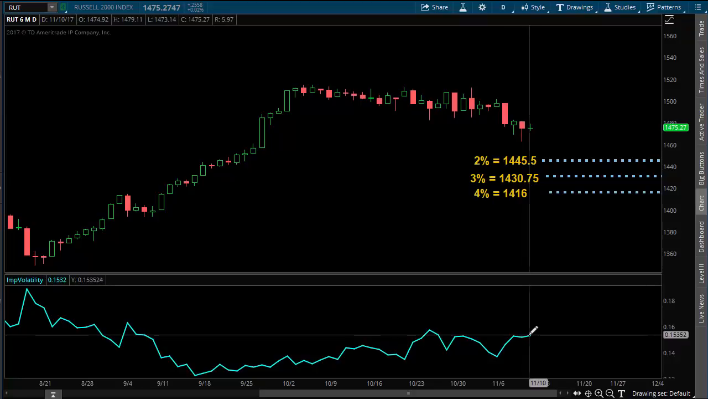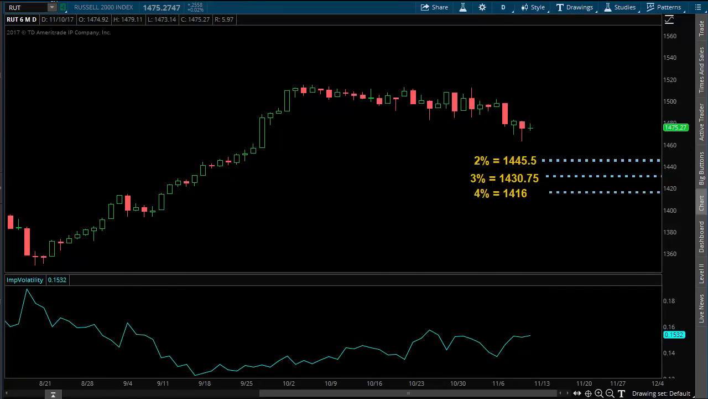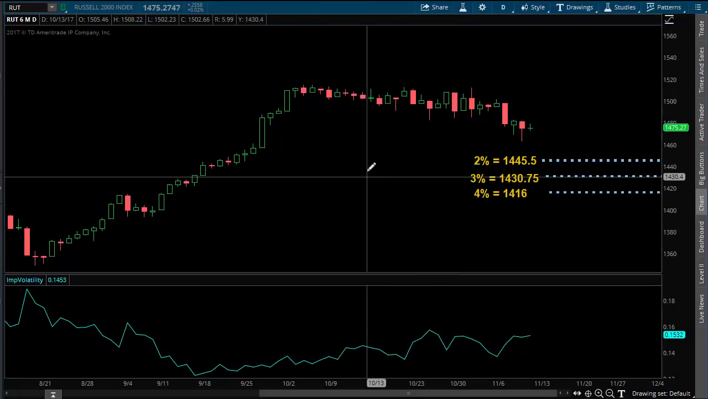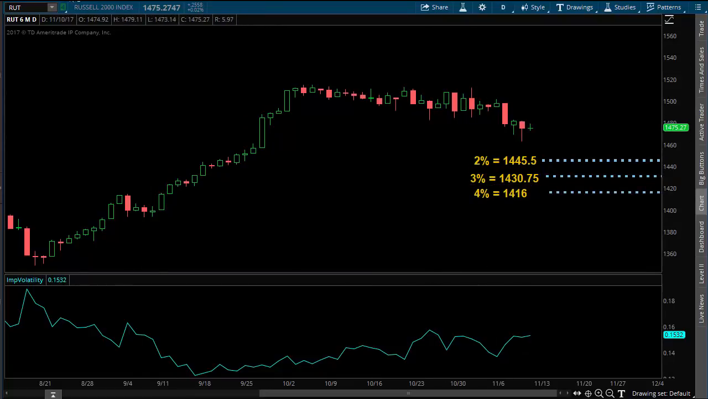So in the current environment, let's see what kind of credit we could get with the standard monthly credit spread. We're not going to go through all this, but I just wanted to get some practicality here. If we go to the option chain, I'm going to look at the December options. They're about 32 days out. So again, for the 4% below, the 1416, we could look at the 1415, which is about a delta 20, which is actually pretty good. If you'll notice the other levels, they're 1430, 1445. They're about 15 points in between.